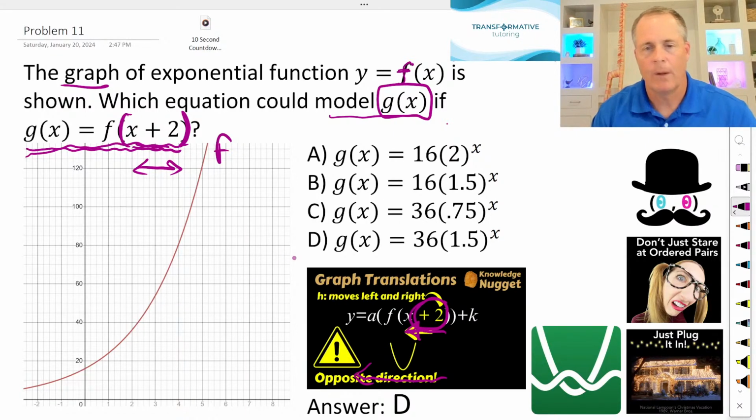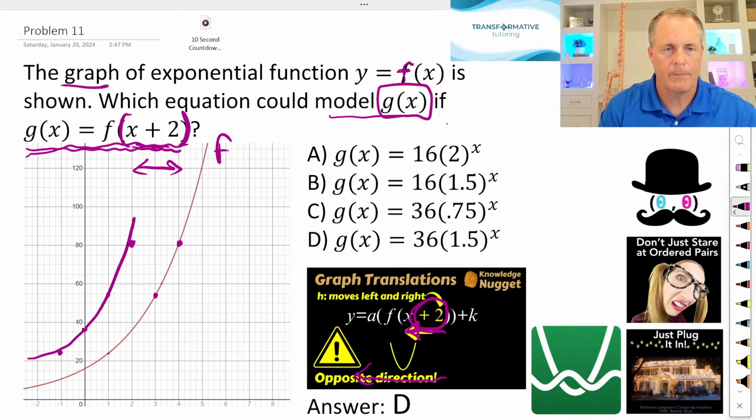So what we might do is take some points from this graph and move them over to create a new graph. So just kind of taking this and moving it over to, take this, move it over to, and so forth. Take this and move it over to. Okay, and there's our new graph.